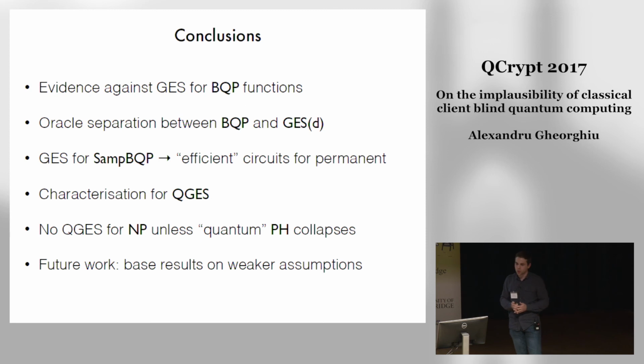So obviously, as future work, we'd really like to be able to base our results on weaker assumptions, and in particular to see if we can fix the original result with the collapse of the polynomial hierarchy for the sampling case of BQP problems. Okay, so that's it.